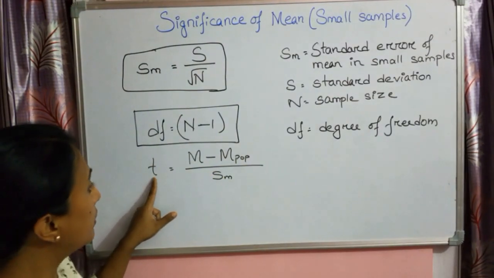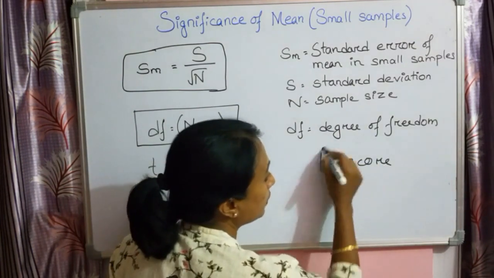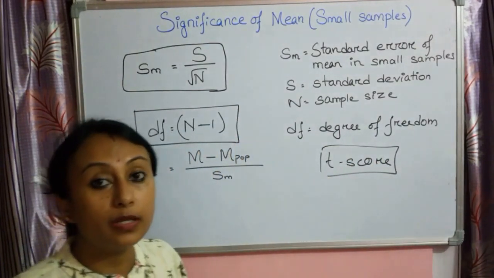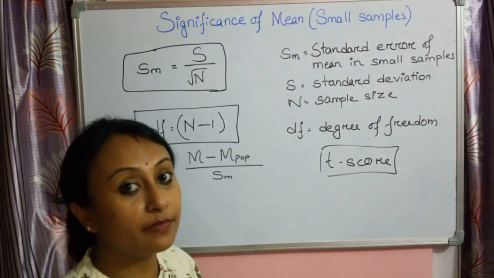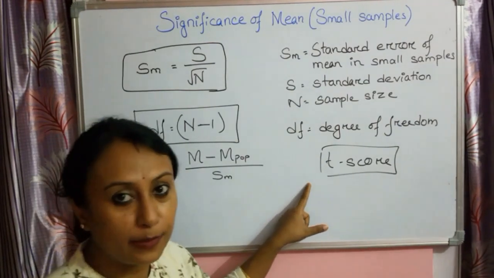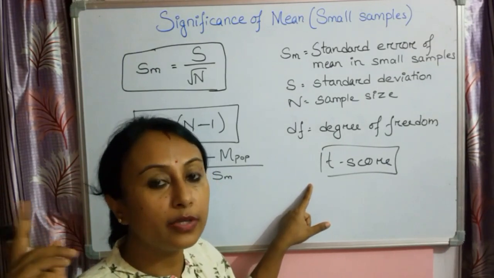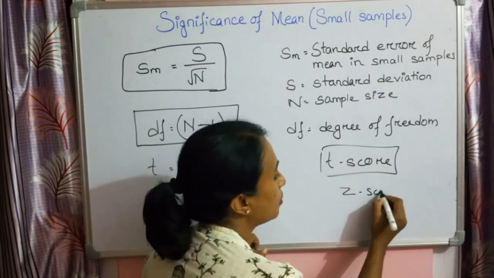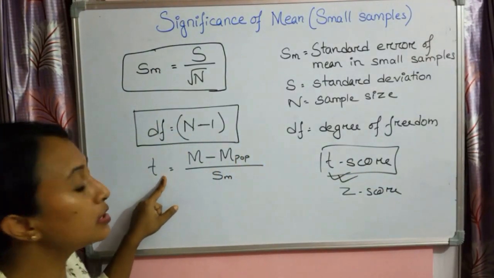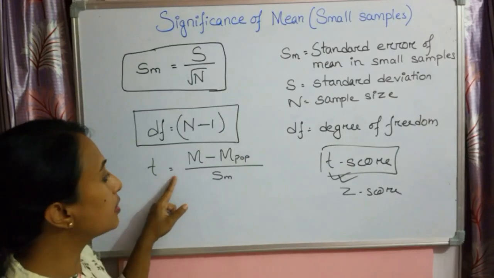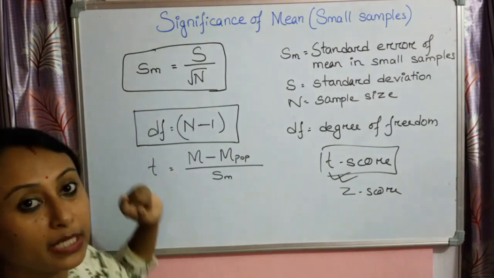And then there is a t score or t value, which we need when we find out the limits. We use t value in place of z value, which we considered in significance of mean for large samples. There we used z score, but in small samples we will use t score. The formula is t is equal to mean of sample minus mean of population, divided by the standard error of mean in small samples.